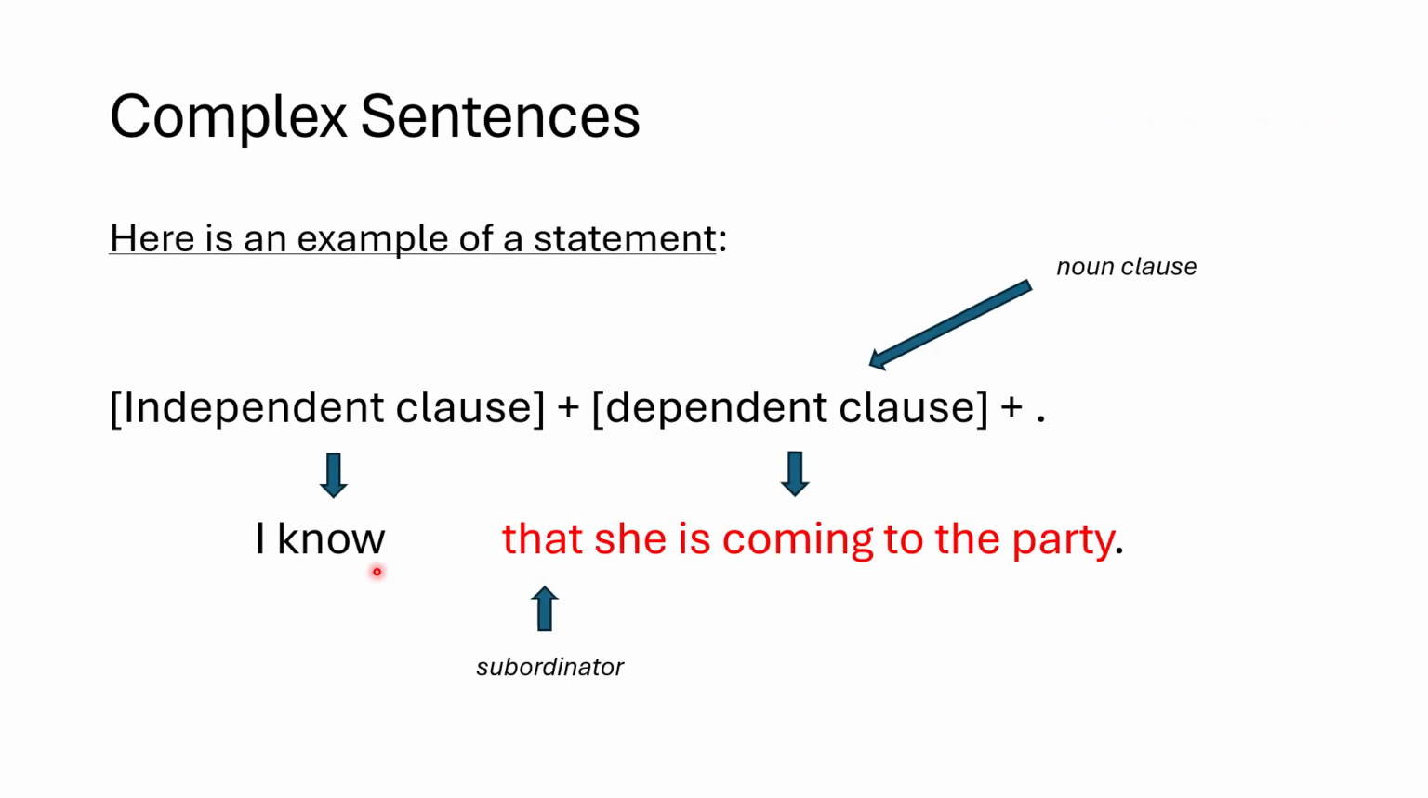Here is an example of a statement. The independent clause is, I know. Ask, know what? The dependent clause, which is the noun clause, is that she is coming to the party. The noun clause is the object of the verb know. I know that she is coming to the party. This is a statement because it gives information.